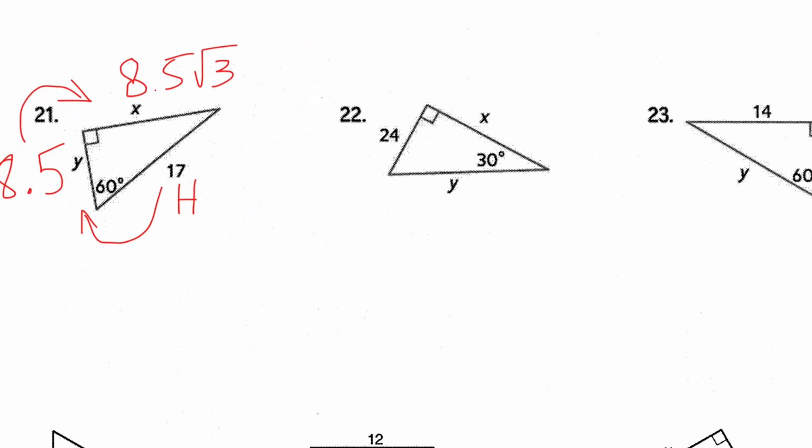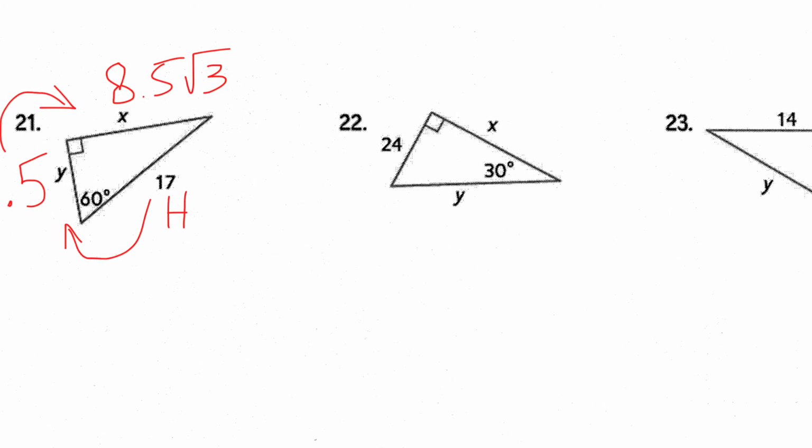Okay, number 22. That 24, is it the long leg, short leg, or hypotenuse? It's the short leg. So from the short leg to the hypotenuse, what do we do? Double it. So what is that? 48. And then from the short leg to the long leg, what do we do? Good, times the square root of 3. That gives me 24 square roots of 3.